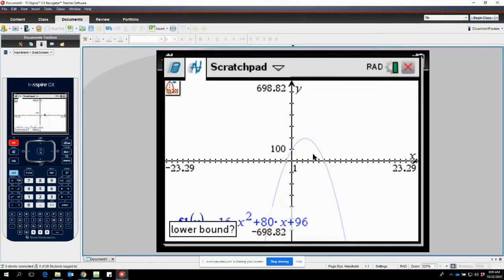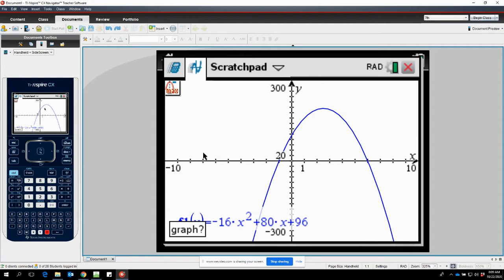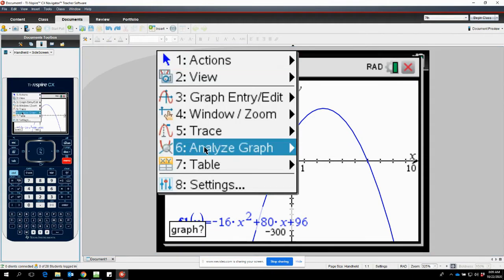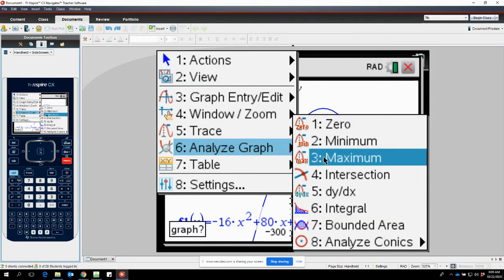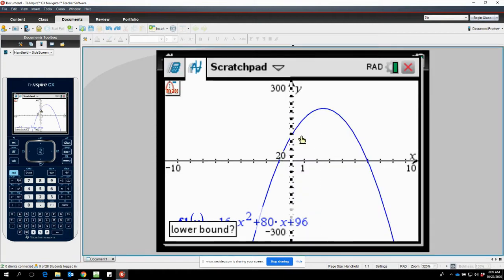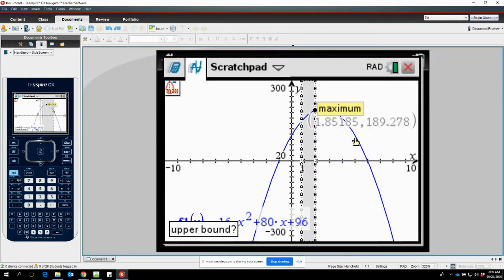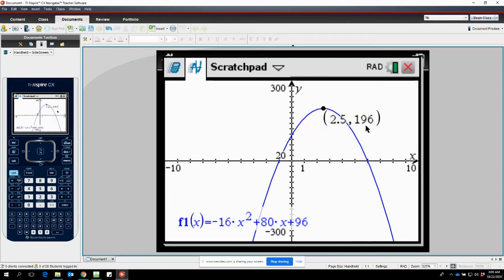What happened? Control undo. Okay, menu, analyze graph, maximum. So take the cursor to the left of the vertex and to the right of the vertex, and that gives us our maximum. I also need to find the intercept, so I need to find this x-intercept.